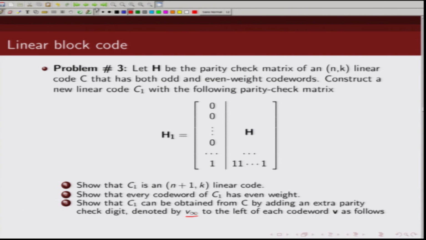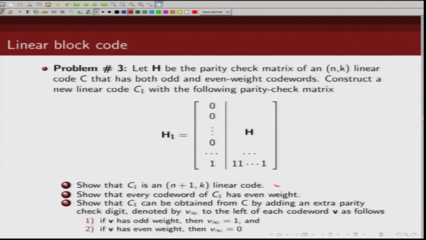And how do you select this parity bit V infinity? If the original code word has odd weight, then you put V infinity as 1, otherwise if the original code word has even weight, then you put this V infinity as 0. So, let us prove one by one.